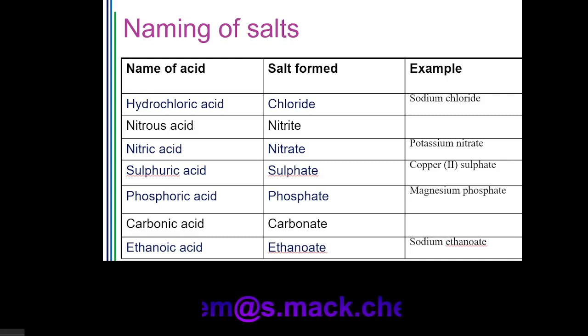With sulfuric acid, a sulfate is formed. Phosphoric acid, a phosphate. Carbonic acid, a carbonate. And ethanoic acid, an ethanoate. You are to copy down this table and learn by heart the salt formed from the acid given. We are paying attention to the example to see how the salt is named. We'll look at more examples later on so as to clarify.